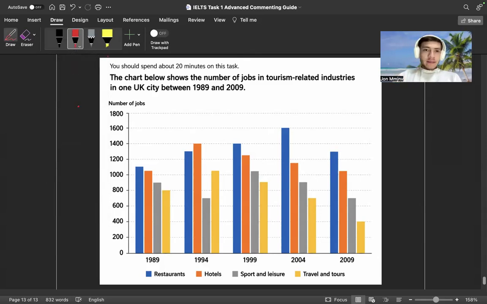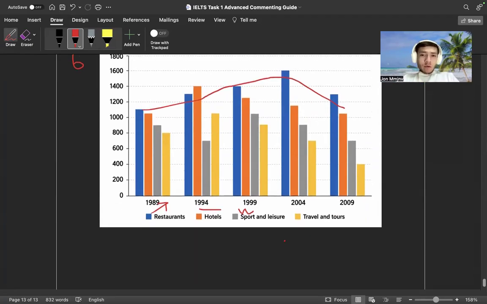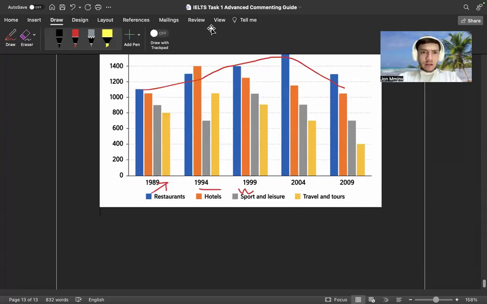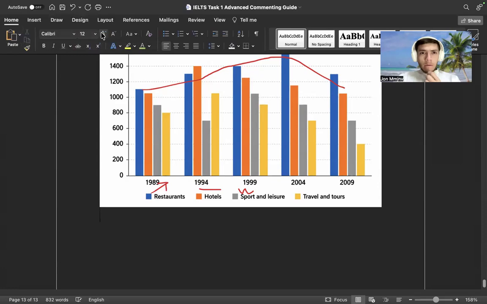This is like for band six, they can notice the changes, right? They know that this is a line graph disguised as a bar chart. But the problem is when they start writing, when they want to create a fully covered overview with full coverage, they usually do it like this. Restaurants increased, or decreased. Hotels remained, sports fluctuated, travel and tours declined. The reality is they are not even wrong. This is completely fine for band six.